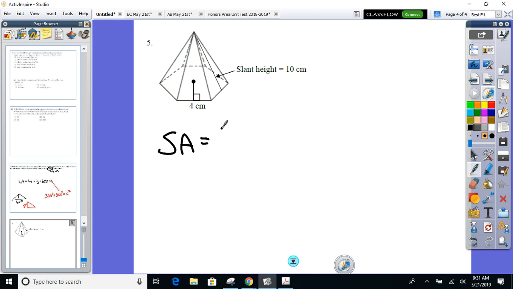6 triangles times 1/2. What's one of the bases of those triangles? What's the base length of one of those triangles? 4 times the height of one of those triangles. The height on one of those triangular faces, already given. 10? So ready? Right there. See what I have written here? That is the lateral area. Everyone else, lateral area. Right?